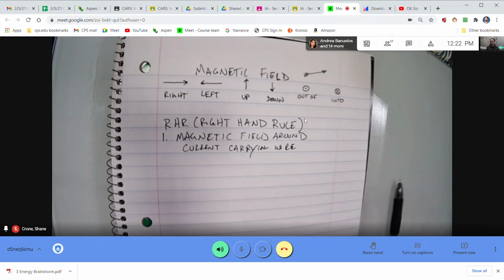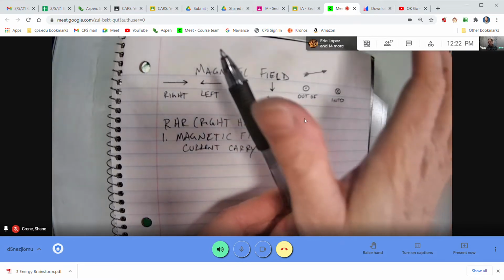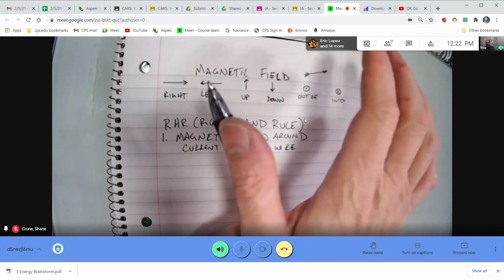So the two right-hand rules work a little bit differently. The first right-hand rule has two parts, your thumb and your fingers. Your fingers are going to curl like this, so it's almost as though you're holding a wire in your hand like this, and then you're going to take your thumb and point it in the direction that the current is moving.